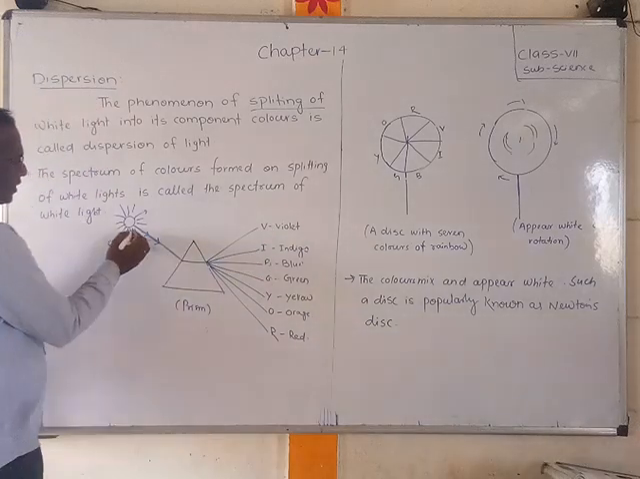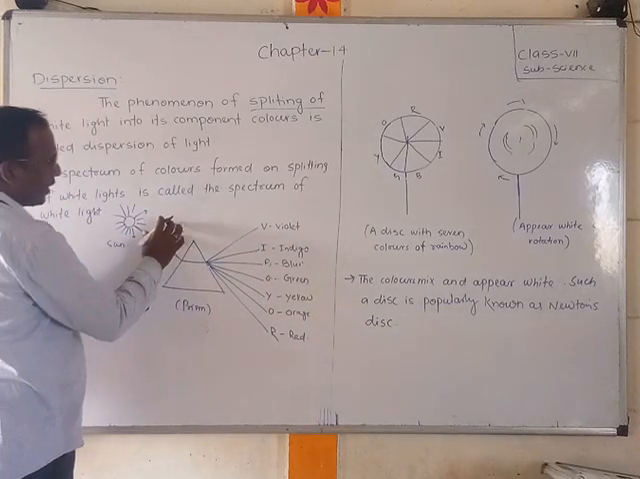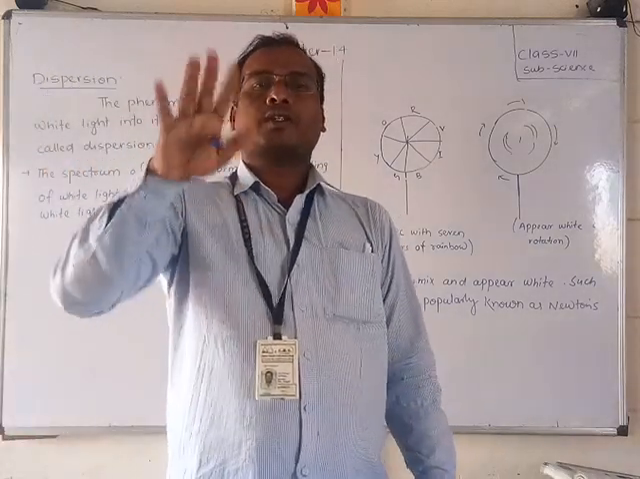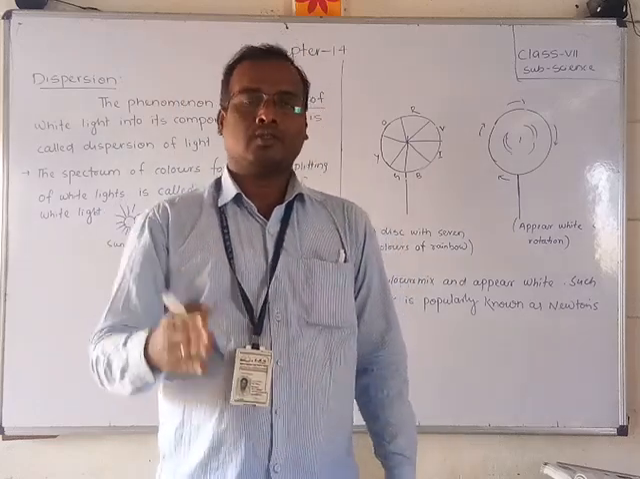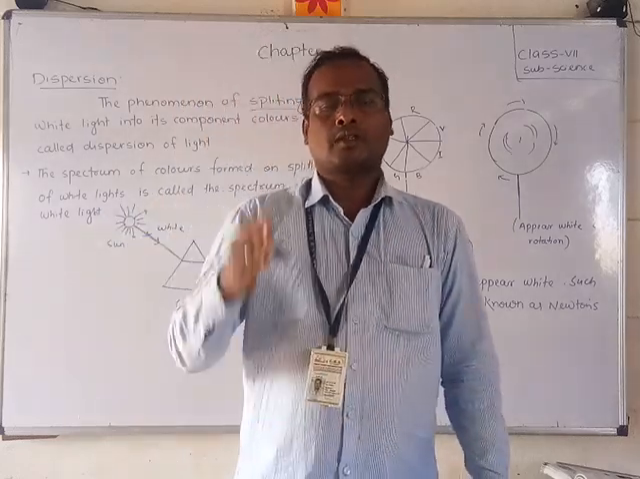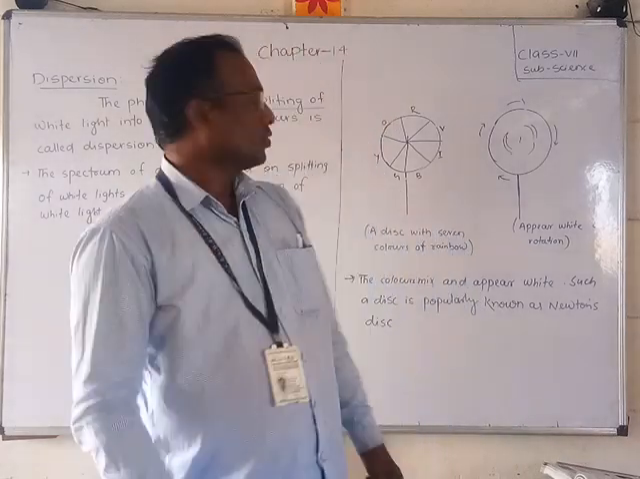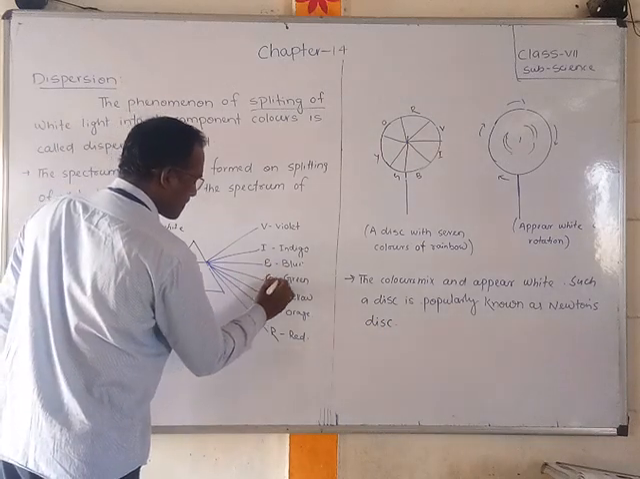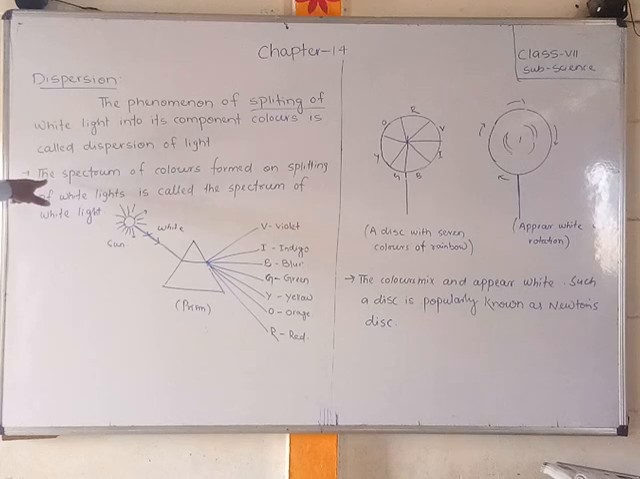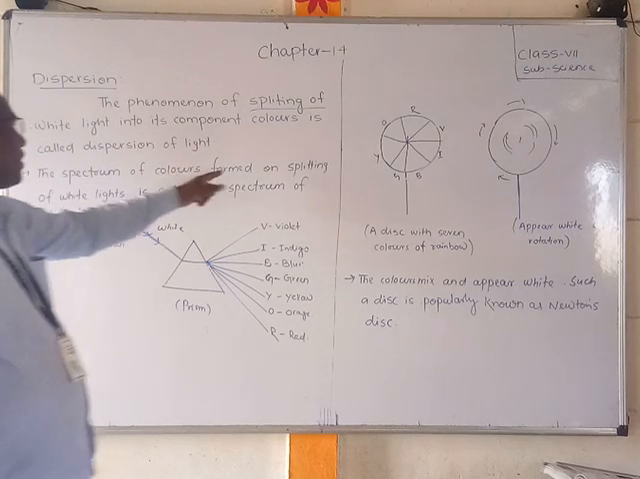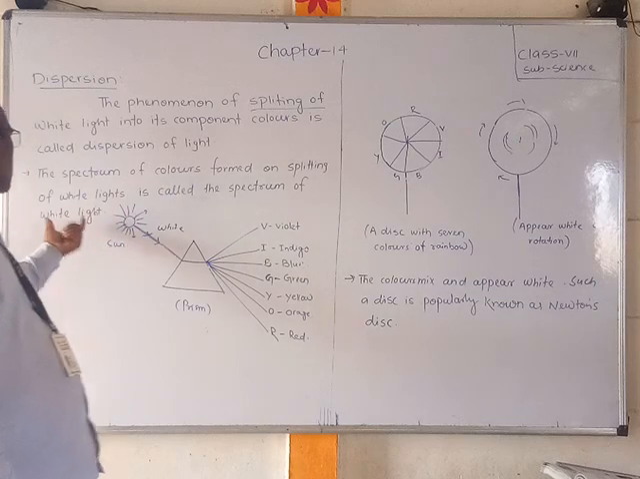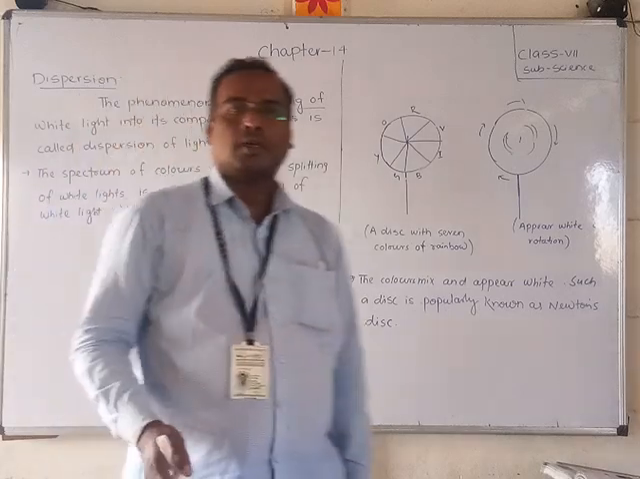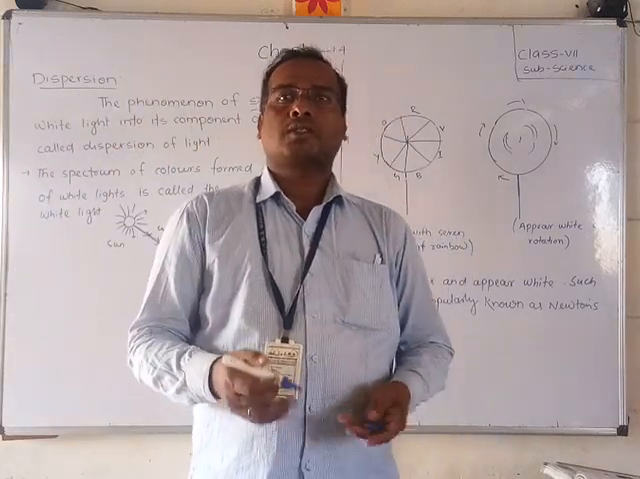This is white light. White light consists of 7 colors: violet, indigo, blue, green, yellow, orange and red. So these are the 7 colors. Now what is the spectrum? The band of colors formed on the splitting of white light is called the spectrum of white light. So different colors are forming. This is all about dispersion, friends.